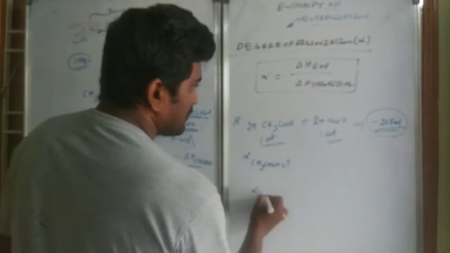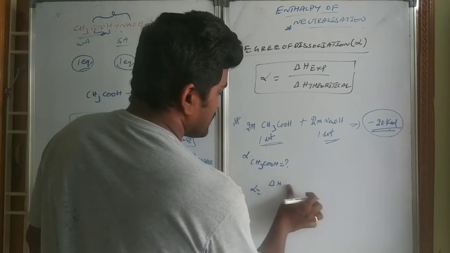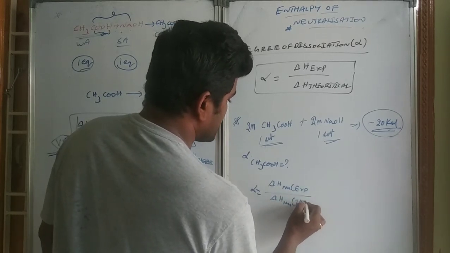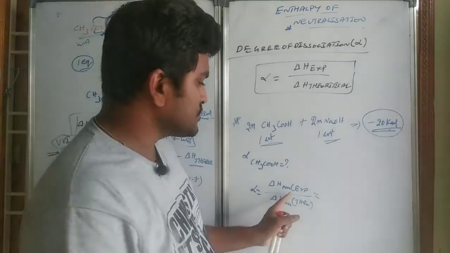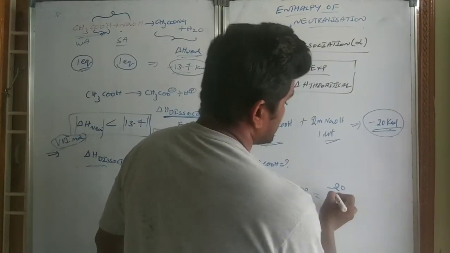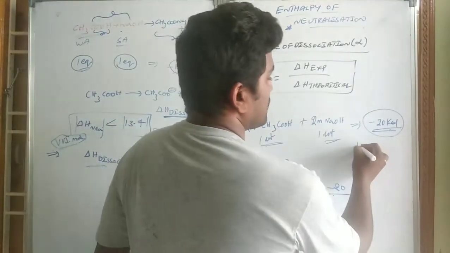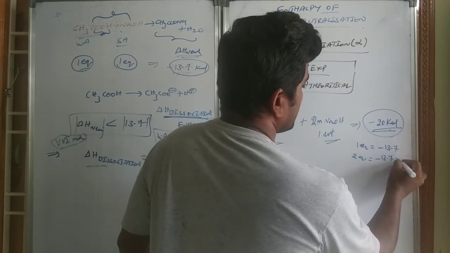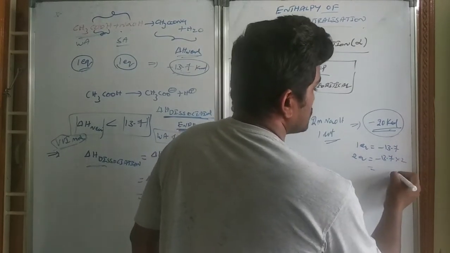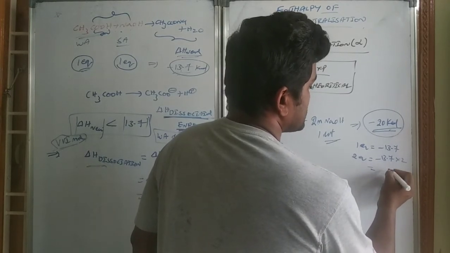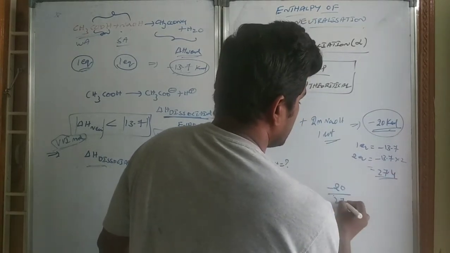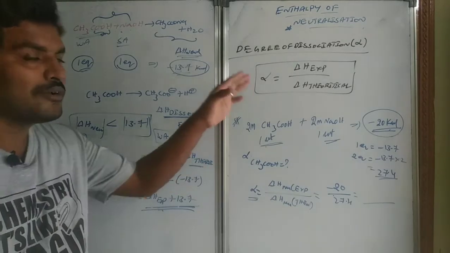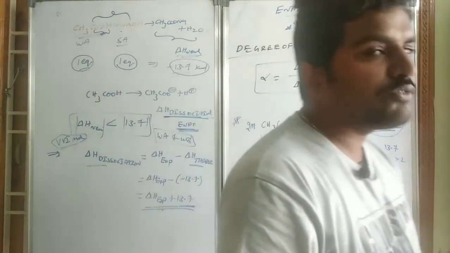You know very well, alpha equals delta H neutralization experimental divided by delta H neutralization theoretical. So delta H neutralization experimental is minus 20 divided by, originally how much should come? 1 equivalent will liberate minus 13.7, 2 equivalents will liberate minus 13.7 into 2. 2 sevens are 14, 2 threes are 6 plus 1 is 7, so 27.4 will come. From this we can identify the alpha value. So like this we can do problems based on enthalpy of neutralization.